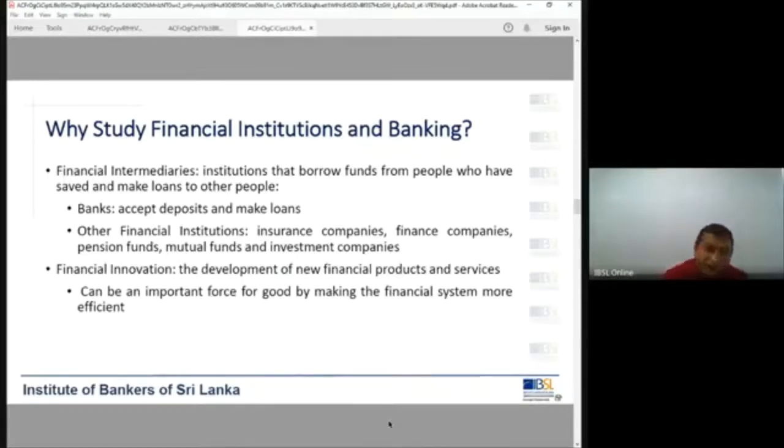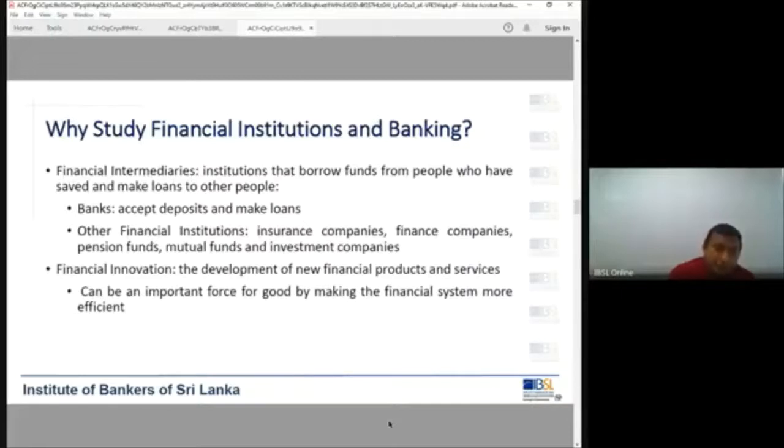Then through financial institutions and banking programs like this, you also learn about financial innovation and also become parts of financial innovations in the future. Through this learning, you will be able to design financial assets. And you should be able to sell that and market it and get recognition. So that's another aspect of studying this type of program.